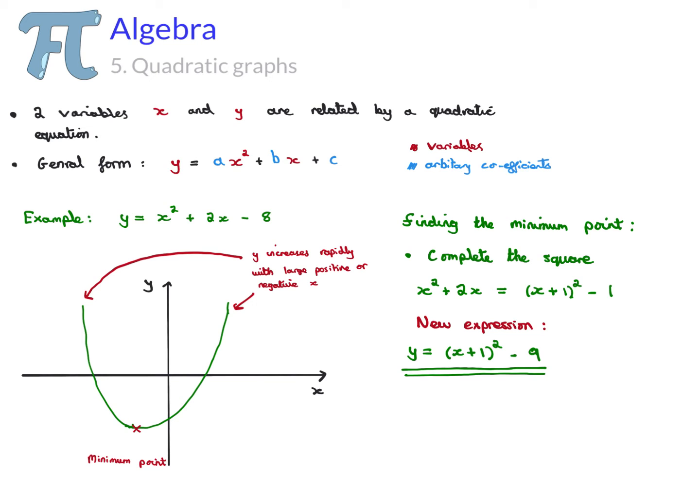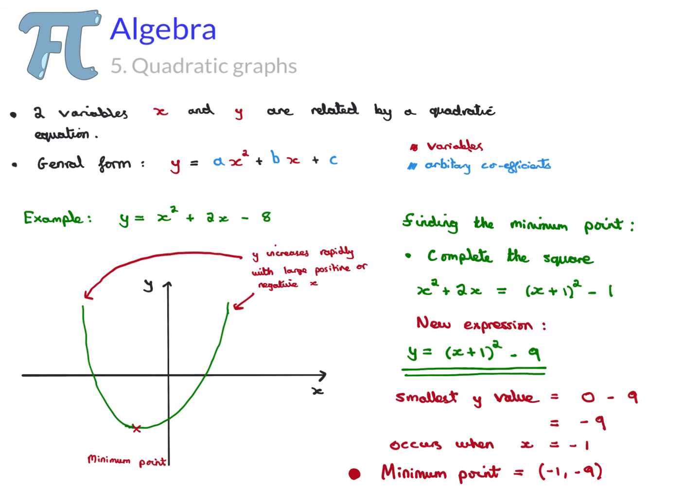We must notice that since this term is squared, the smallest it can be is 0. When squared, any number other than 0 results in a positive number which is larger than 0. This means the minimum that y can be, and the y-coordinate of the minimum point, is given by 0 minus 9, or minus 9. At what x-coordinate does this occur? It occurs when the bracket squared is equal to 0, meaning the bracket itself must be 0. The x value to make this equal to 0 is minus 1, and so the minimum point is found at minus 1, minus 9.